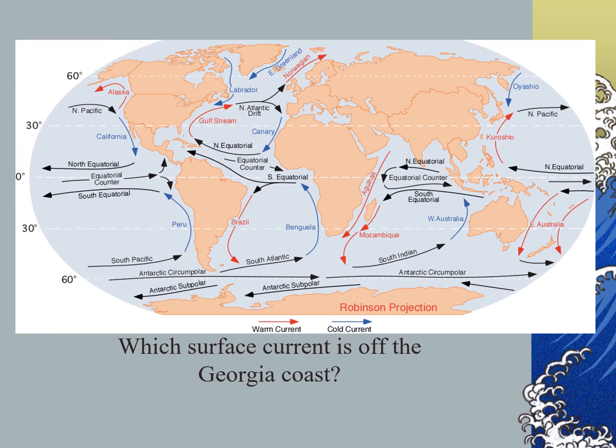So let's take a look at the map. Which surface current is off the coast of Georgia? Well, first we have to find North America. And then the easiest thing to find on North America is Florida. We know we're right above Florida, so we're going to look for the surface current that's closest. And there is a warm current off our coast, and it's called the Gulf Stream.